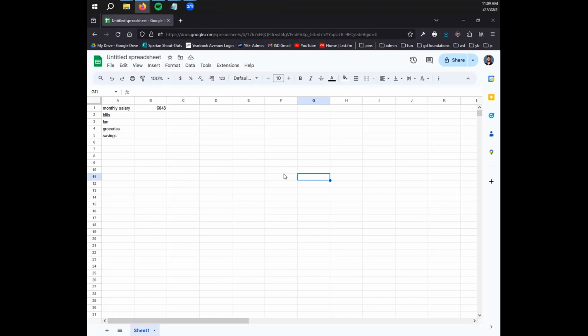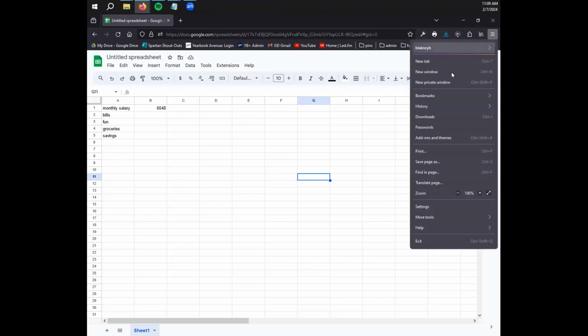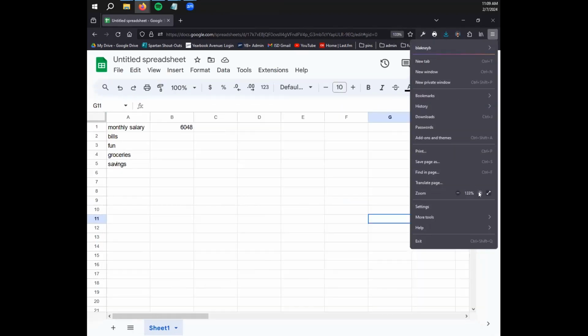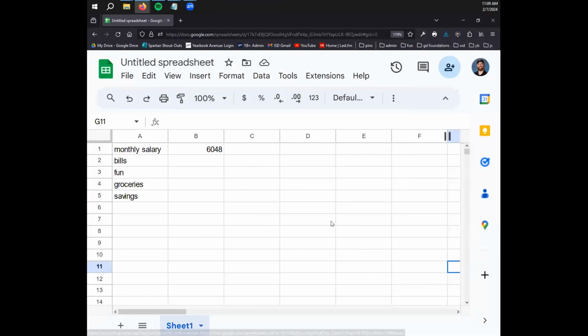Let me make this a little bit bigger. Can I zoom in? There we go. I'm going to zoom in on the screen so you can see in a little bit more detail. The numbers that I like to work with that work well for my personal life, I put 60% of my money towards bills. I put 15% towards fun and 15% towards groceries. And then I put 10% into savings.